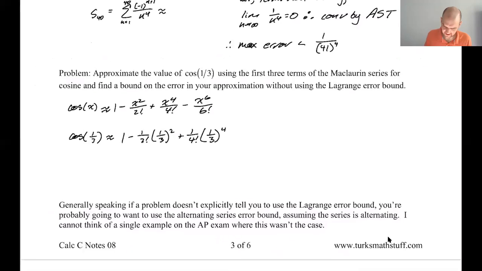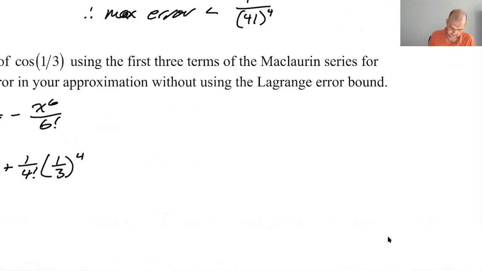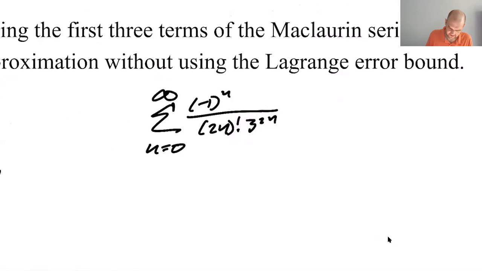So now, how do I establish that this is convergent? First of all, the series for cosine converges for all x, so it definitely converges. But I'm going to say the sum from 0 to infinity of (-1)^n over (2n)! times 3 to the 2n. So this is cosine. I basically just took the nth term, (-1)^n x^(2n) over (2n)!, and plugged in 1/3. Technically there's a 1 to the 2n here, but why would you write that?